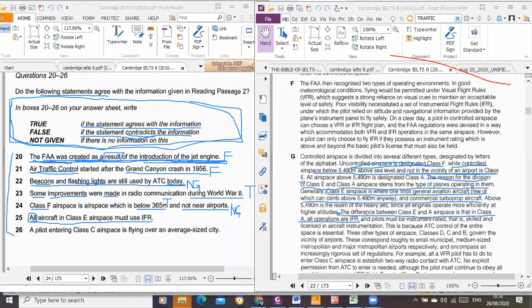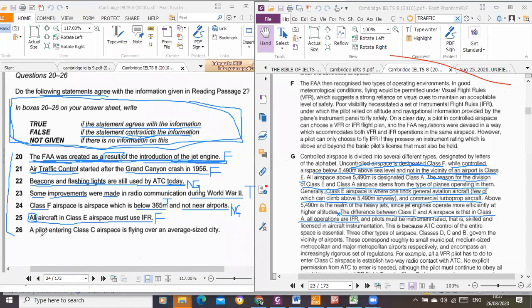So what do we have? In Class A, all operations are IFR. So that means all aircraft in Class A must use IFR. That's Class A, but not all for Class E. That's what that statement means, which makes this question false. I'm sure you agree with that. I'm still going to reiterate some of the principles you need to use when you're answering true, false, not given.